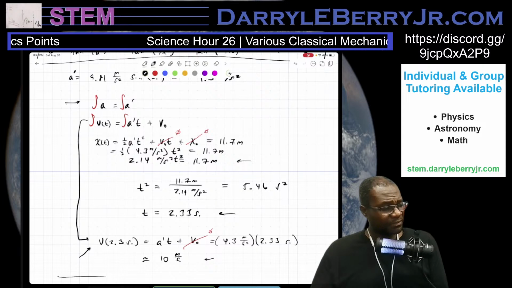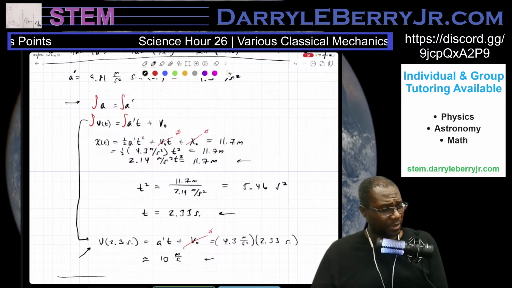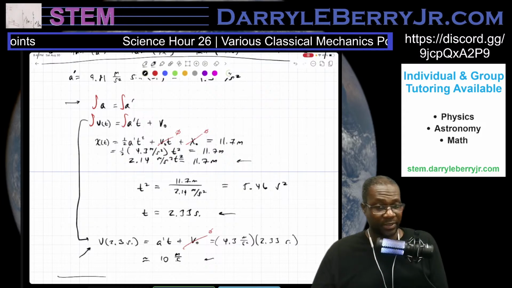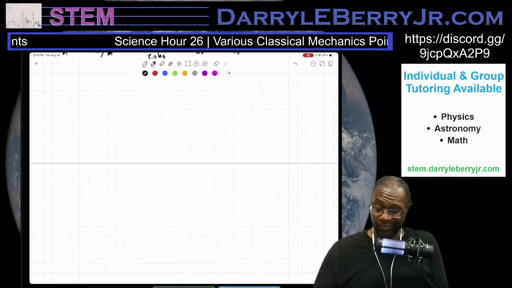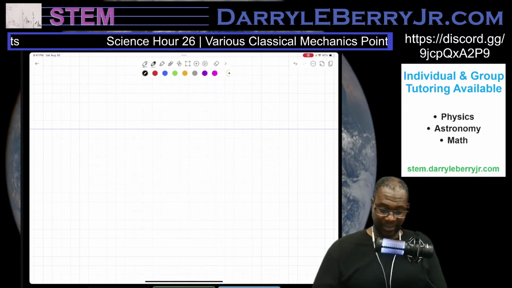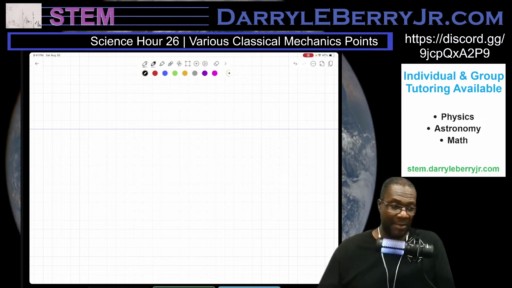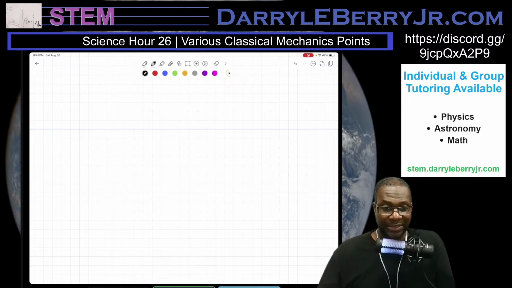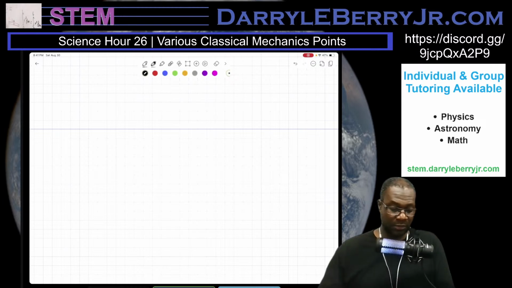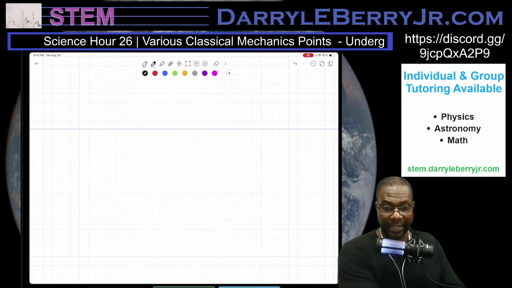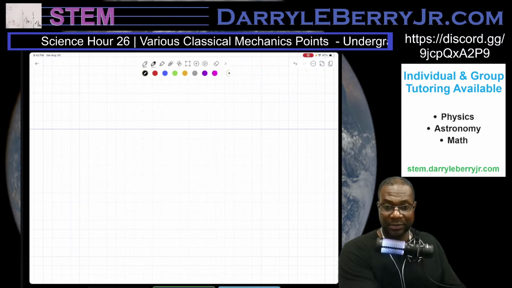Something else we can do, something that I was looking at earlier. This is a bit of undergraduate classical mechanics that we just did. Why don't we look at a little bit of graduate classical mechanics, some of the things that we talk about in graduate school, and then we'll wrap it up. So I'll add that into the text: undergrad, grad.